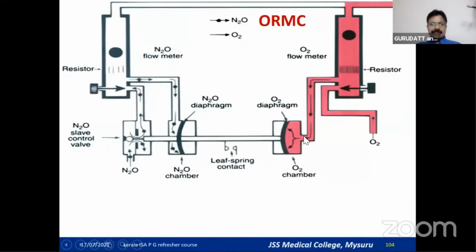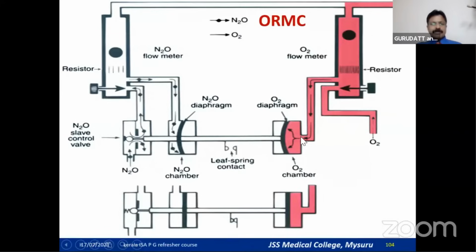Both these flow meters are connected to two different chambers. Oxygen is connected to an oxygen chamber, and nitrous oxide to a nitrous oxide chamber. Both have diaphragms, and these diaphragms are connected by a shaft. There is also a slave control valve on the nitrous oxide side. When I open up oxygen, the flow of oxygen will move this shaft towards the nitrous oxide side and open the slave control valve of nitrous oxide so that nitrous oxide can flow in. If I have not opened oxygen, you cannot open nitrous oxide either, because the slave control valve is closed. Suppose I have opened oxygen and I am trying to increase the amount of nitrous oxide.